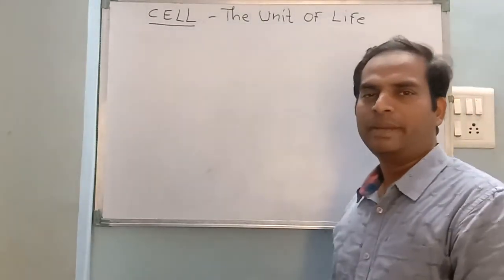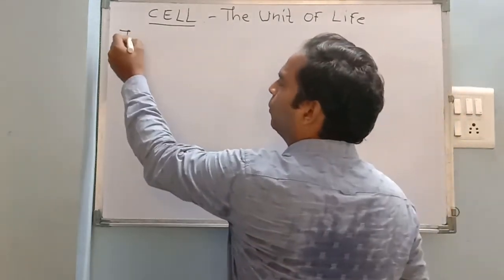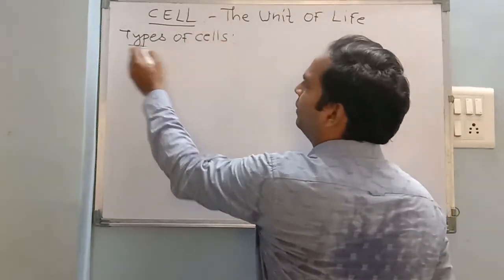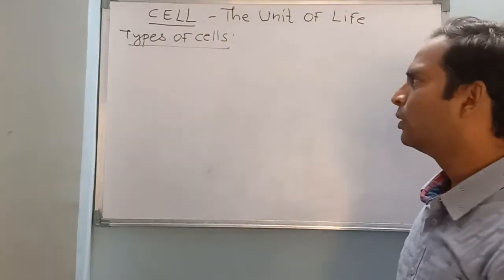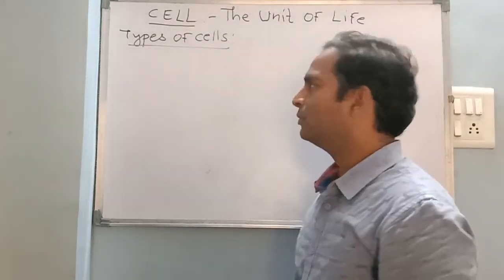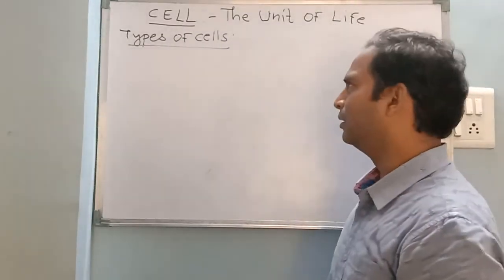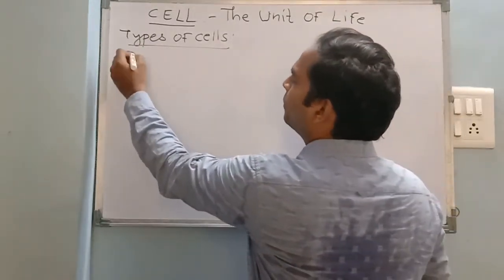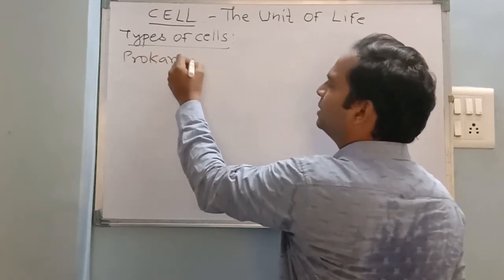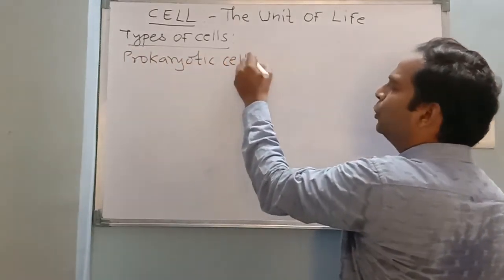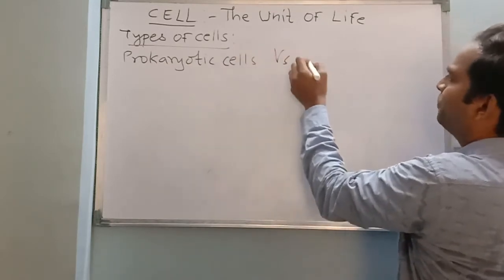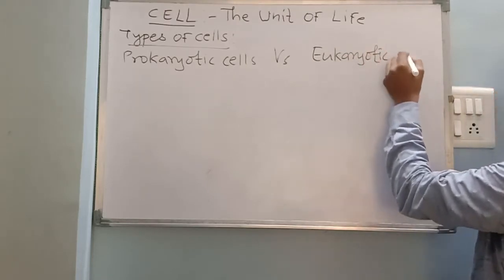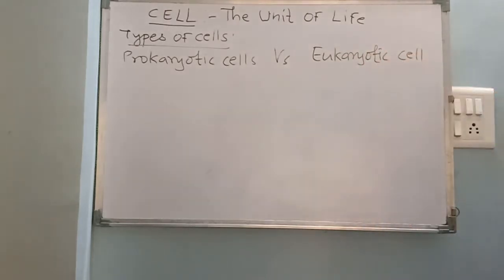Okay, now it's time to study what are the types of cells. So when we say types of cells, there are two main types which we must know about, and we will learn that in the form of a difference. Distinguish between prokaryotic cells and eukaryotic cells. So these are the two main types of cells. Remember that. Prokaryotic cell and eukaryotic cell.